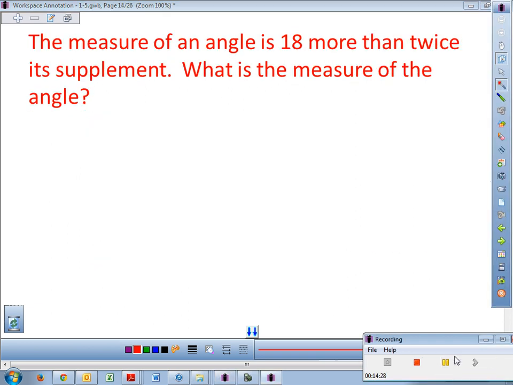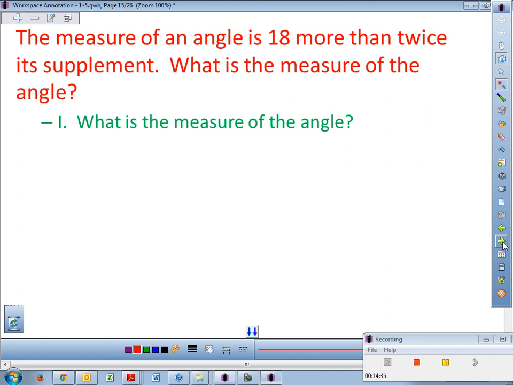So let's do I. What does I stand for? Identify the question. So let's get that done. The measure of an angle is 18 more than twice its supplement. What is the measure of the angle? Hey, what's the question? What is the measure of the angle? Capital letter, question mark, no abbreviations.